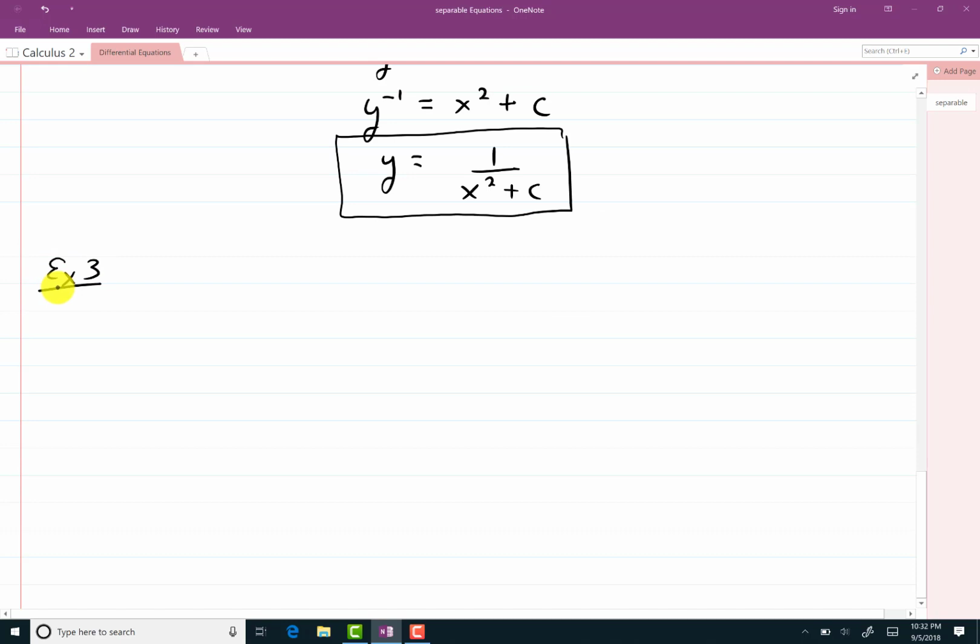Here, let's see, a little more complicated. Let's have sine of 3x dx plus 2y.